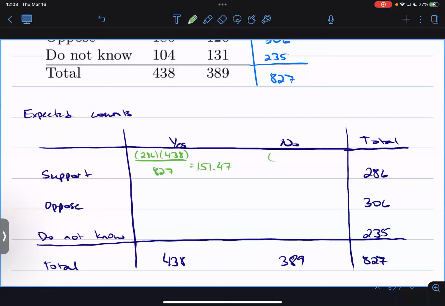For the support of oil drilling, but no college degree, it's the row total again, 286, times the column total, which has changed, 389, divided by the grand total, 827, which is 134.53.